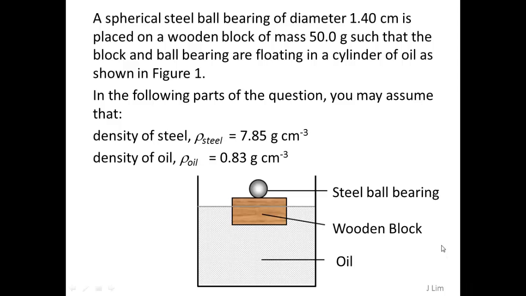A spherical steel ball bearing of diameter 1.4 cm is placed on a wooden block of mass 50 gram, such that the block and the ball bearing are floating in a cylinder of oil as shown in figure 1. In the following parts of the question, you may assume that the density of steel is 7.85 gram per cm cube. The density of oil is 0.83 gram per cm cube.